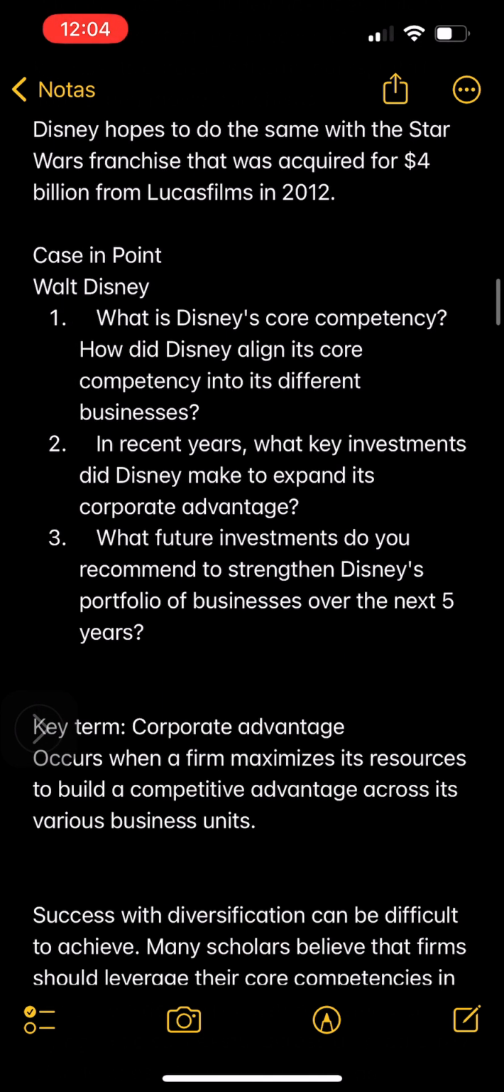Case in point: Walt Disney. What is Disney's core competency? How did Disney align its core competency into its different businesses? In recent years, what key investments did Disney make to expand its corporate advantage? What future investments do you recommend to strengthen Disney's portfolio of businesses over the next 5 years?